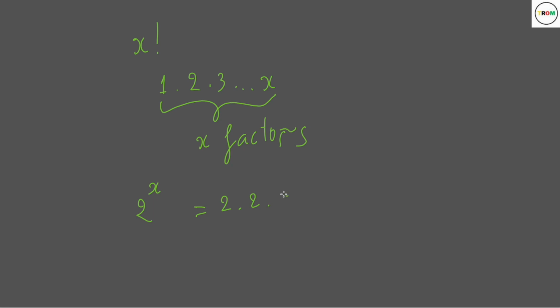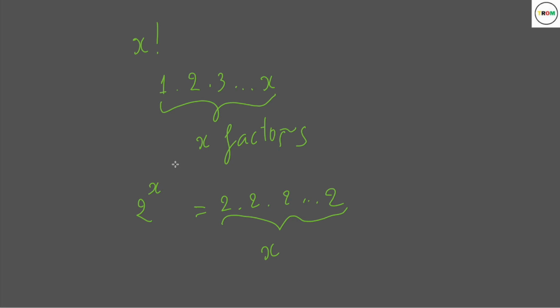Because x is a positive integer, the factorial of x will be 1 multiplied by 2 multiplied by 3 multiplied until x. So the number of factors is x. And on the right hand side, we have 2 power of x. That is 2 multiplied by 2 multiplied by 2, and the number of 2s here is x.